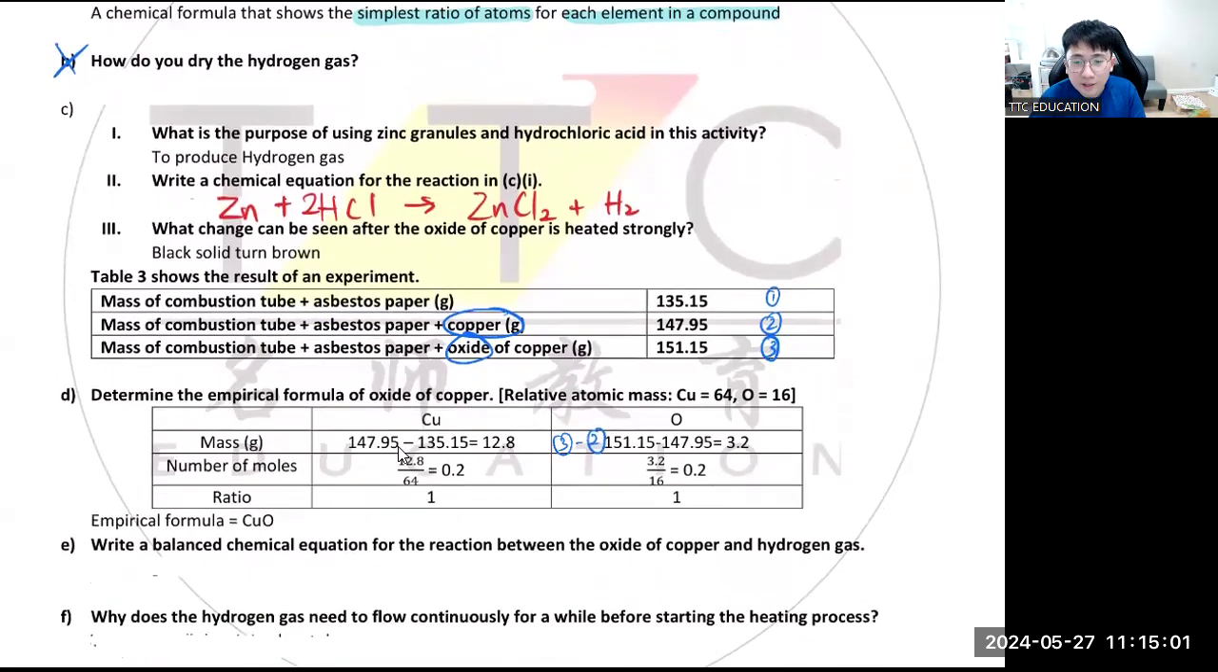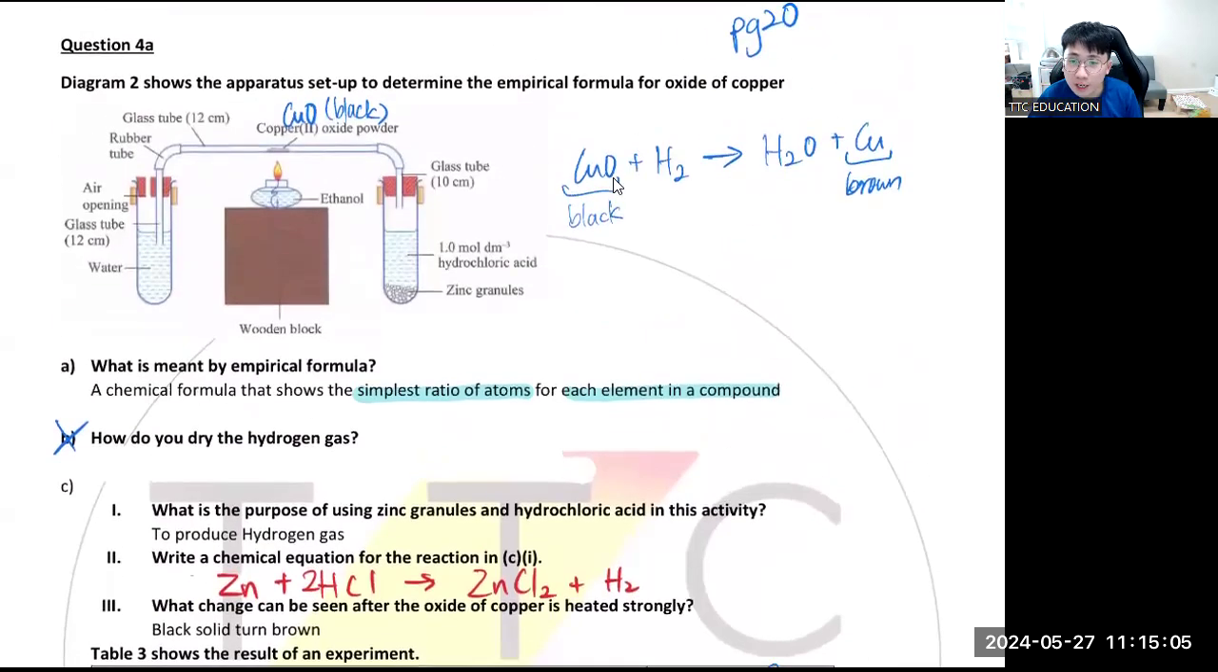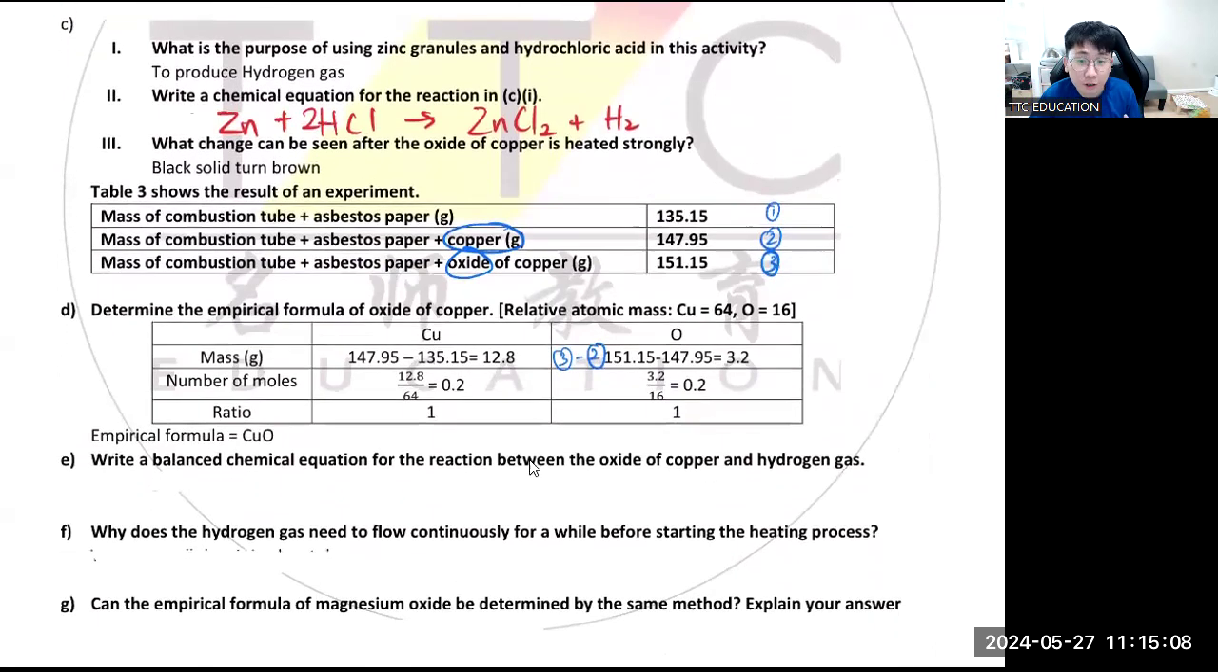Okay, and write the balanced equation. I actually gave you the answer on the top, which is copper oxide plus hydrogen gas. The hydrogen snatches the O to become water and copper. So it's something like this, and it's already balanced. This is the good news of it.